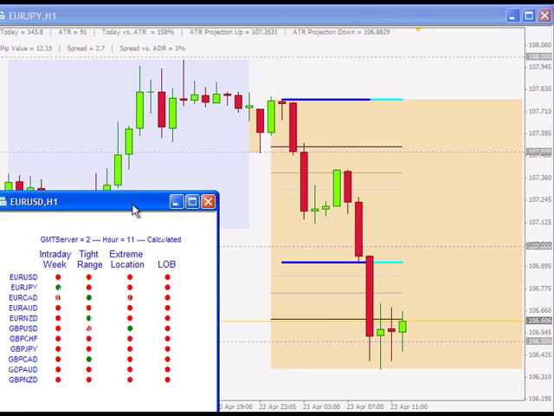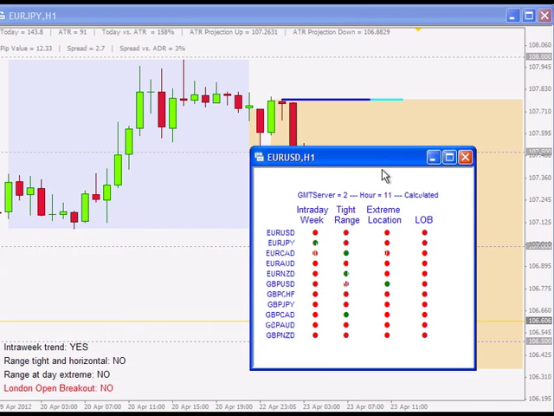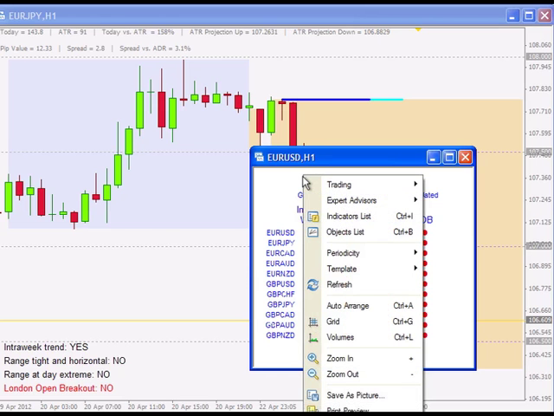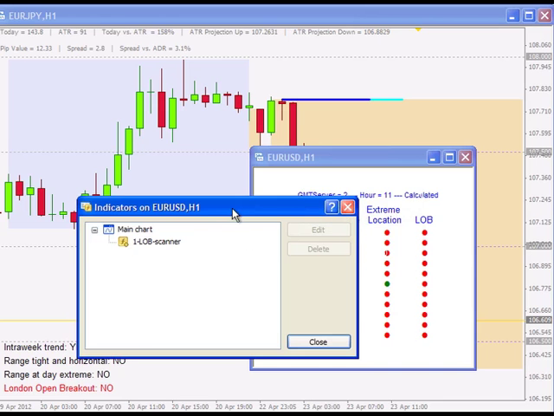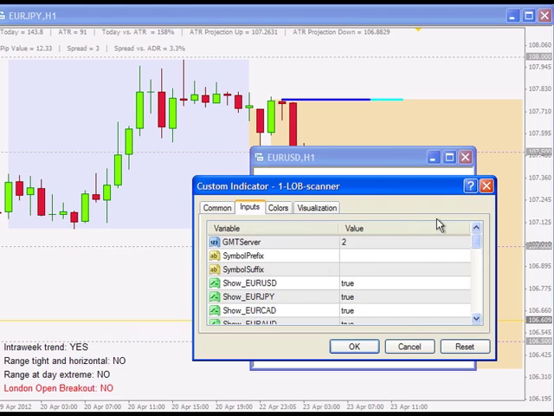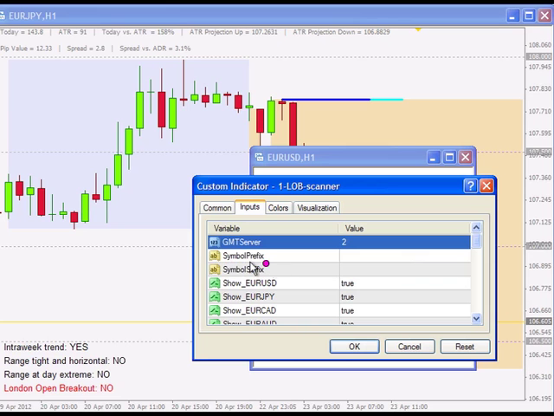Now, just as we did with the individual indicator, we have to tell the scanner what the gap is between your MetaTrader platform's time and GMT time. So again, right click, go into the indicators list, edit the London Open breakout scanner, and here at the GMT server value, change that to 2, 3, etc., depending on your MetaTrader platform. Now, there are 2 more fields that you may have to configure: the symbol prefix and the symbol suffix.